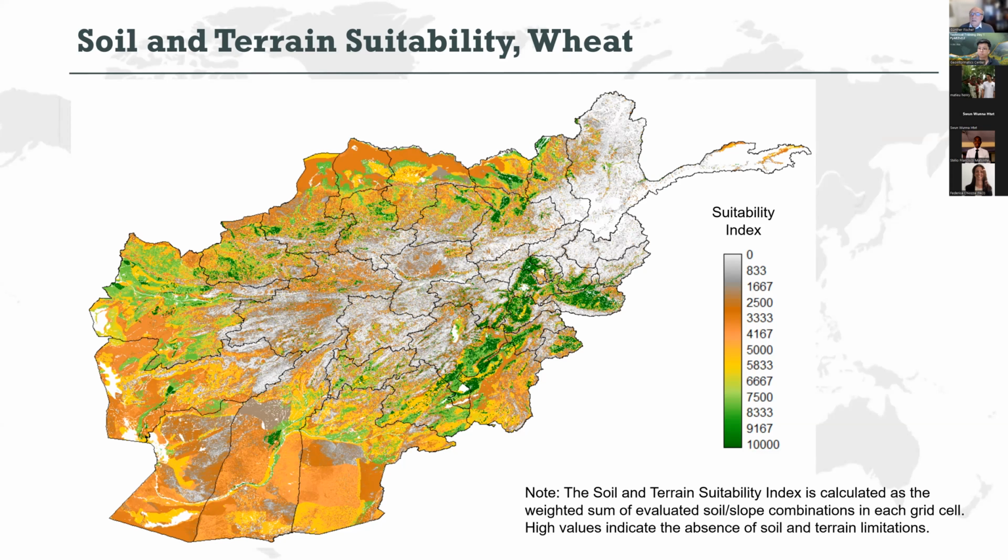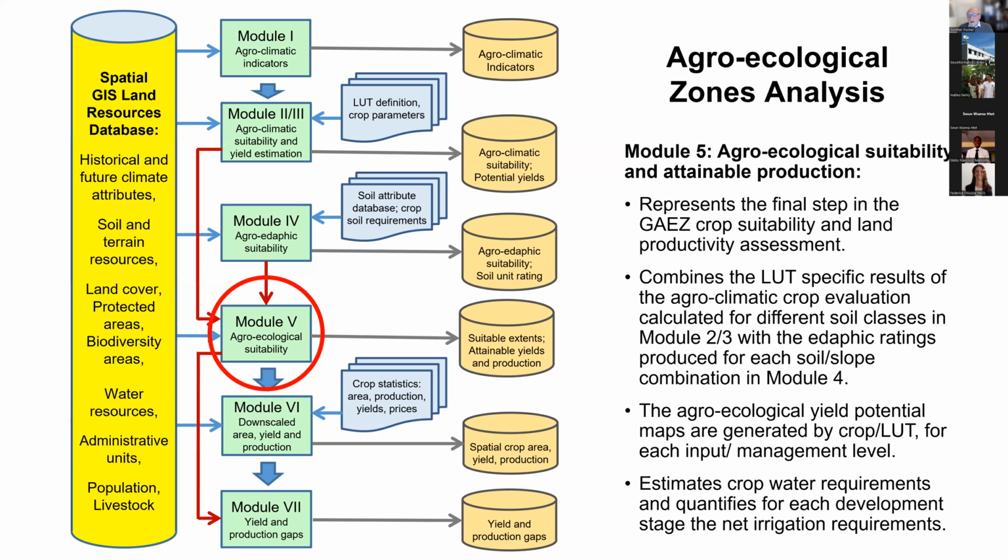As limitations of soil or terrain come in, the value is lower, and the index has a value of 0 to 10,000. And you see here the dark green areas, which are the best values for wheat growing in the situation of Afghanistan. Module 5 represents the final step in the GIAEZ crop suitability and land productivity assessment.